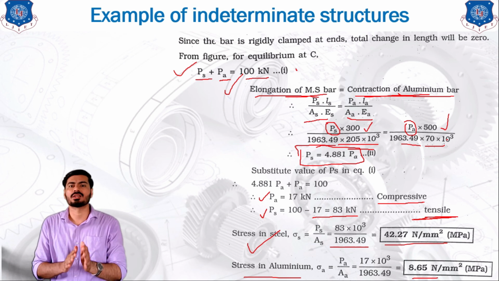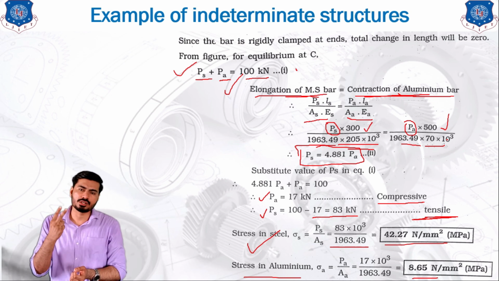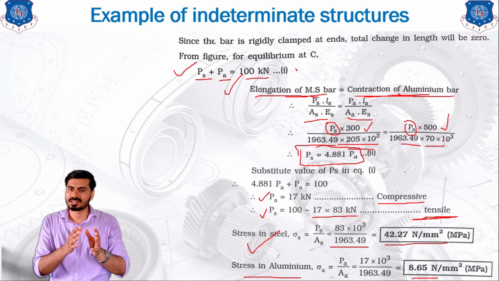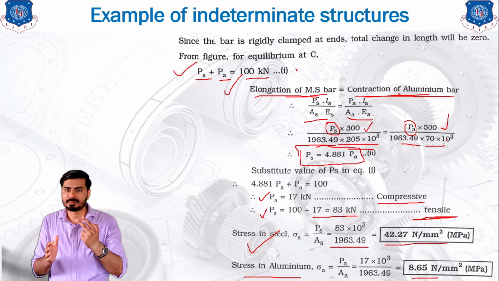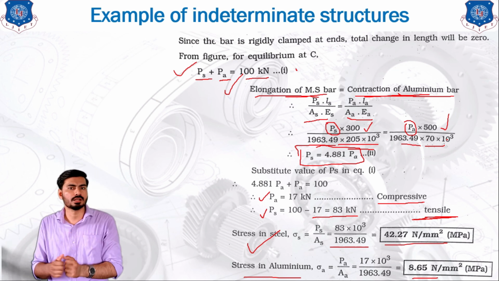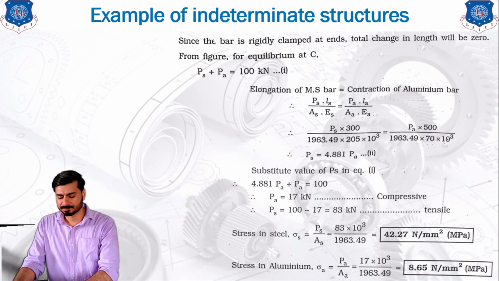Indeterminate structures are not so difficult. Only what you have to do is remember two steps. Step number one is the summation of forces equals the given force. Step number two is the elongation of the first material is the contraction of the other material. This is how we are going to calculate our example.